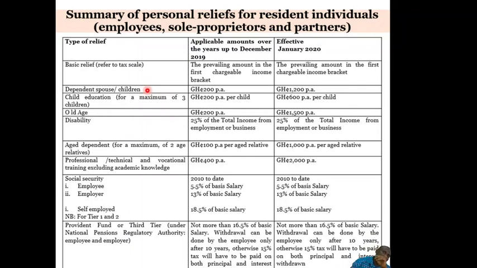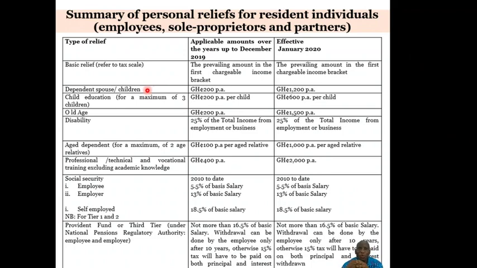Aged dependent relief. This relief is available to employees who take care of their aged relatives. If you are an employee and you have been taking care of your aged relatives, you qualify. But it is only to a maximum of 2 aged relatives. And the figure is how much? 100 Ghana. Only 100 Ghana for the whole year. Per aged what? Relatives, sorry. But this has been increased to 1,000 Ghana per annum in 2020. So you see, I'm very current.